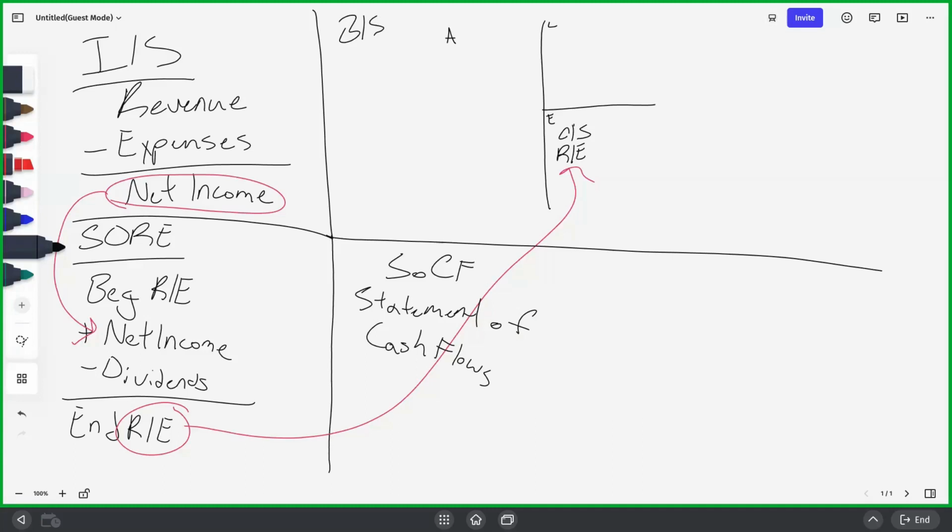Right here? Oh, wait, right over here? Balance sheet. And then we have assets, liabilities, and equity. Anything else? All right, I'm erasing it.